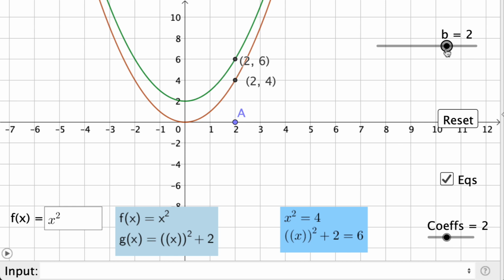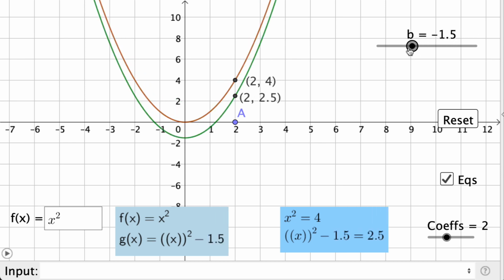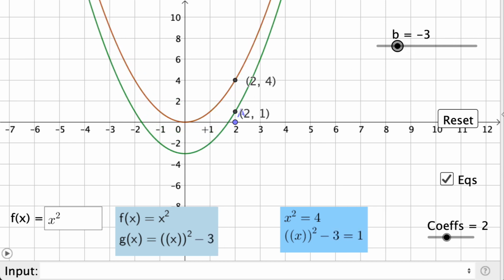And similarly, if I use a negative value here, my function is going to move down by 3 units. And so the point goes from 2, 4 to 2, 1. The y value goes down by 3, the x value stays the same. So when we're adding or subtracting outside the function, it operates intuitively. When we subtract 3, it moves down. When we add 3, it moves up.